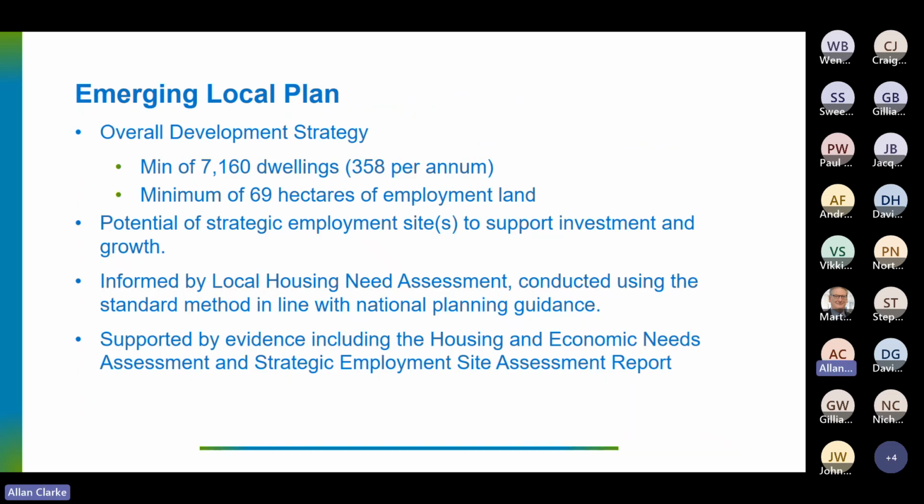The plan proposes a minimum of 7,160 dwellings, and that's an outcome of the standard method calculation that the government asks councils to produce as a starting point. And also, we've had advice that generates a minimum of 69 hectares of employment land in the borough. The first draft plan also includes consultation on the potential of some strategic employment sites to support investment and growth. And we'll talk about those strategic employment sites in a few slides to come.